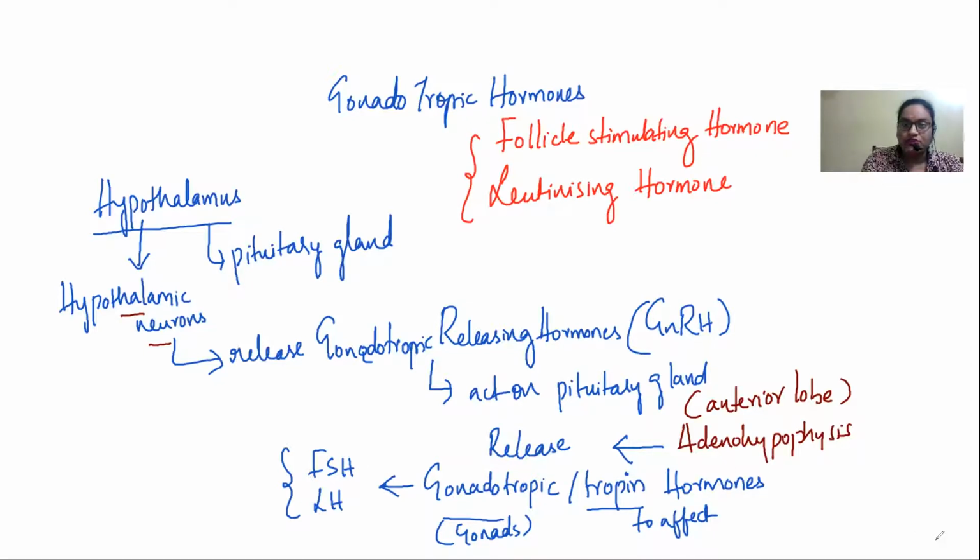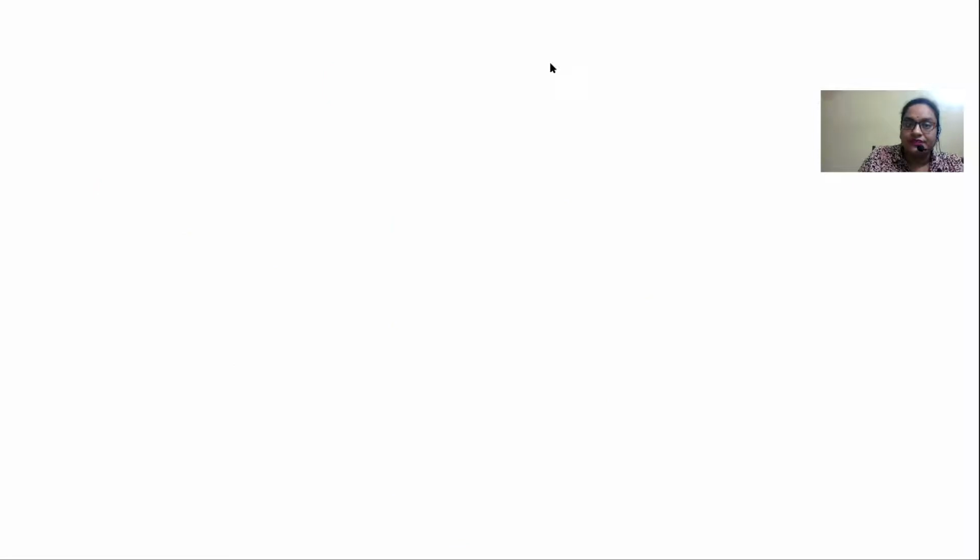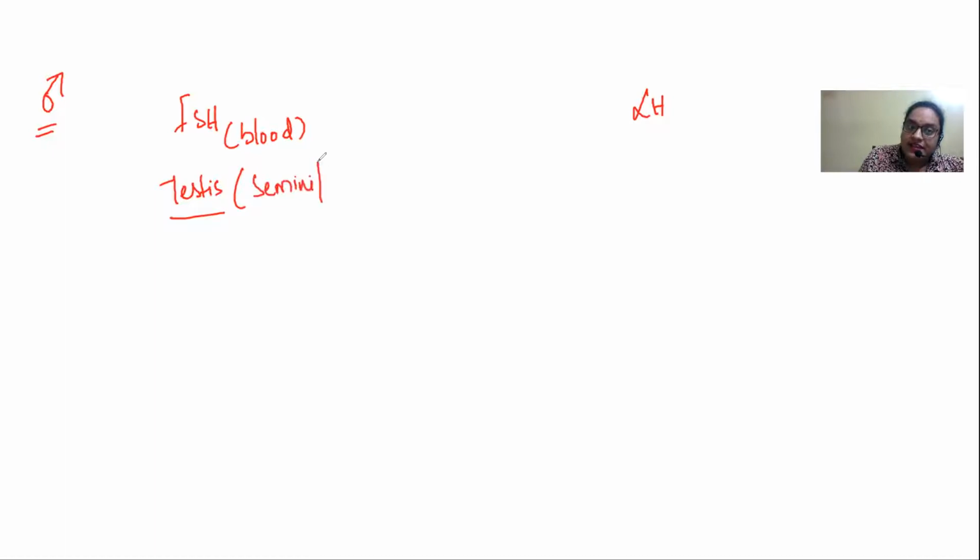Now, the gonadotropic releasing hormone worked on the pituitary adenohypophysis and released the follicle stimulating hormone as well as luteinizing hormone. We'll see what the action of these two is on males as well as on females. The first case we are taking is males. The follicle stimulating hormone, released into the blood by the adenohypophysis, reaches the male gonads, which are called what? Testes. The testes have tubules called seminiferous tubules.